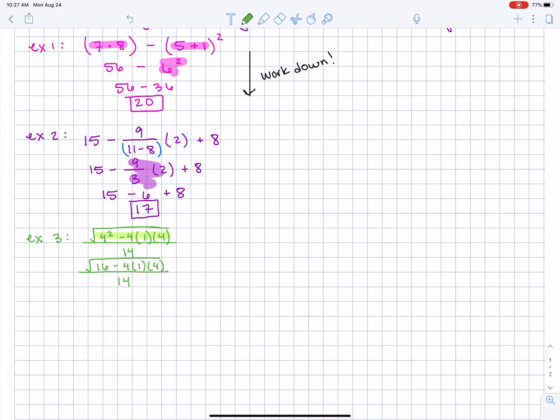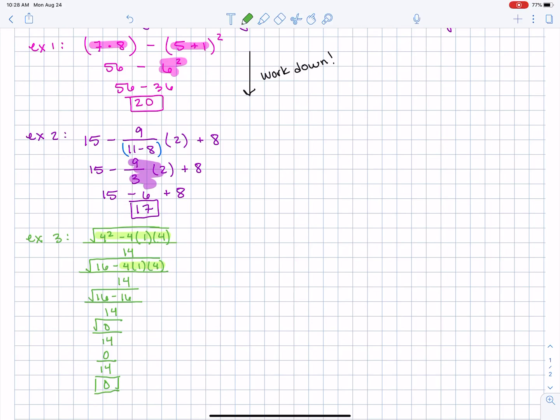Now I'm going to do my multiplication over here. So we have the square root of 16 minus 4 times 1 times 4, which is 16, all over 14. Oh, square root of 0 over 14. The square root of 0 is 0 over 14. 0 divided by anything is 0. Final answer.